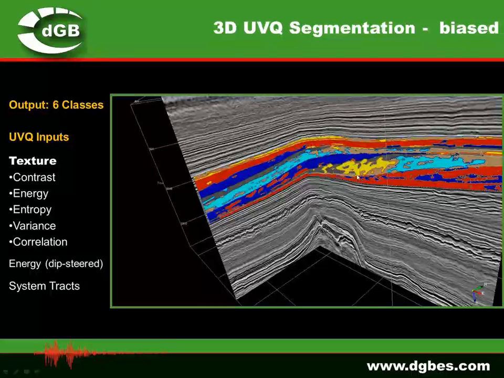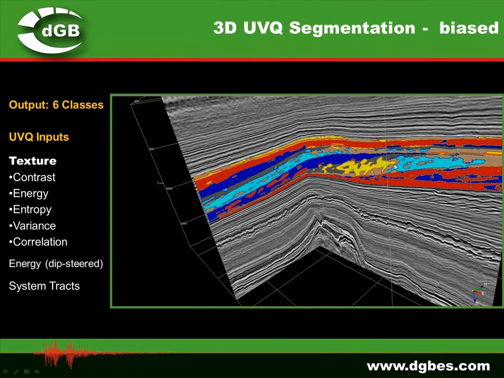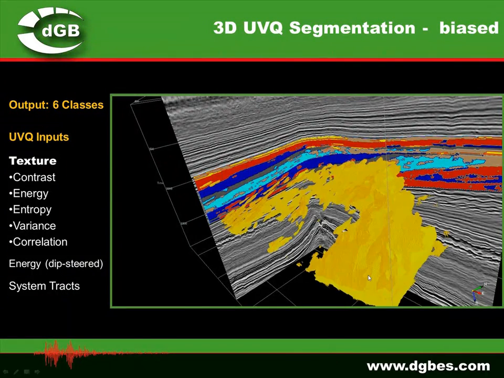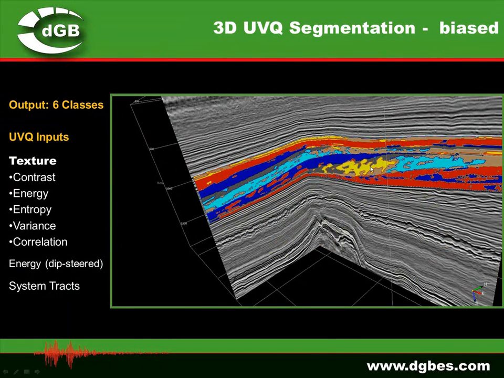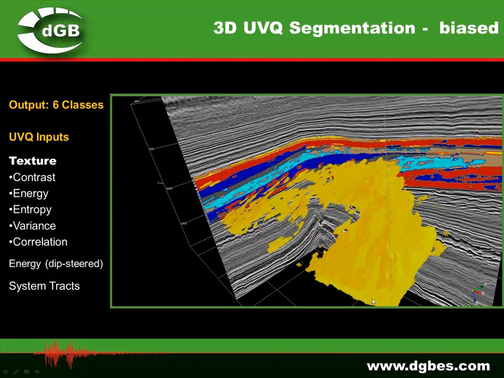And these classes can be extracted and can be seen in 3D. So here the yellow class is seen in 3D. So it allows you to define bodies, geobodies, and to see them in 3D.